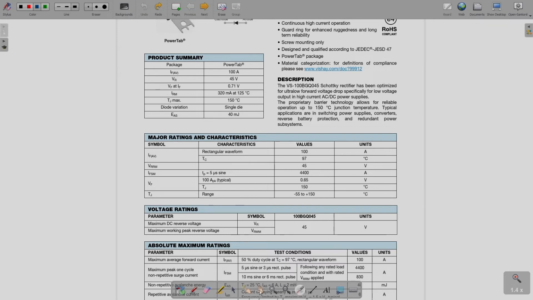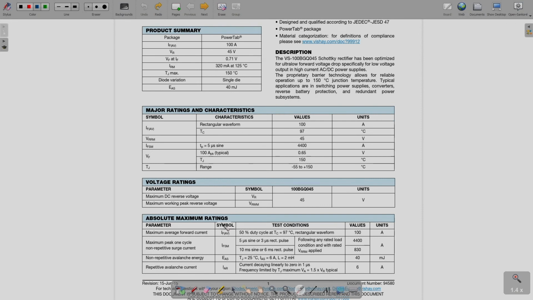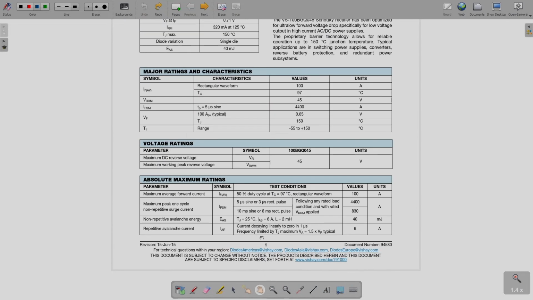Then what is this voltage rating? Your DC reverse voltage, that is the same as the working peak reverse voltage. So that is your VRWM. VR is given as 45 volt in this case. Then absolute maximum ratings are provided in this data sheet. You can see this maximum average forward current IFAV, that is given is 100 ampere. For these conditions they are providing that value.